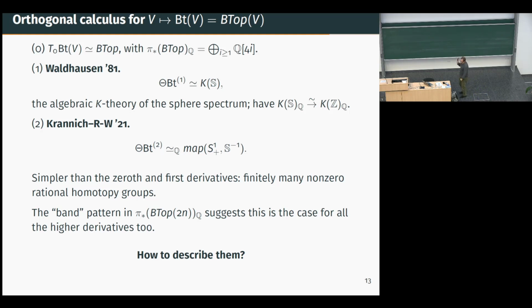So this suggests that all the higher derivatives also only have finitely many homotopy groups. They're relatively small objects because they were bands of finite width. So that suggests that this should happen. And so how should we say what they are? So now we get to the part that I'm calling a proposal.